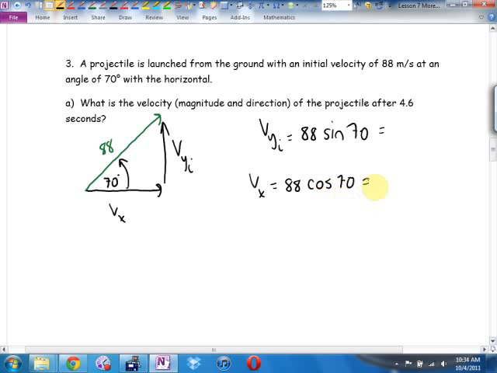Did I lose you or are you okay with that? You good? It's adjacent, hypotenuse, and opposite. Do the trick. Trying to cut corners and give you a bit more time to work on the homework. 88 sine 70.